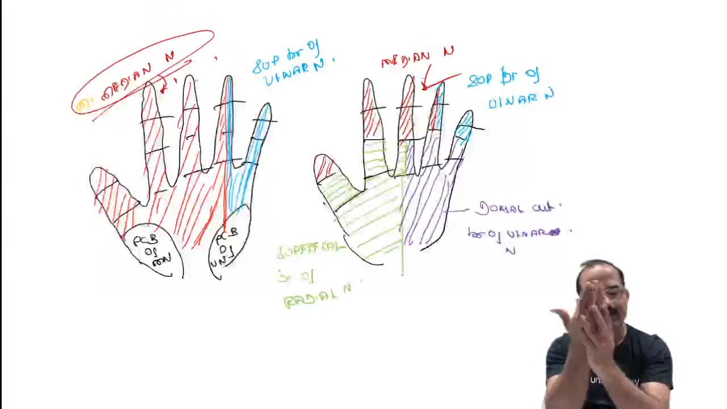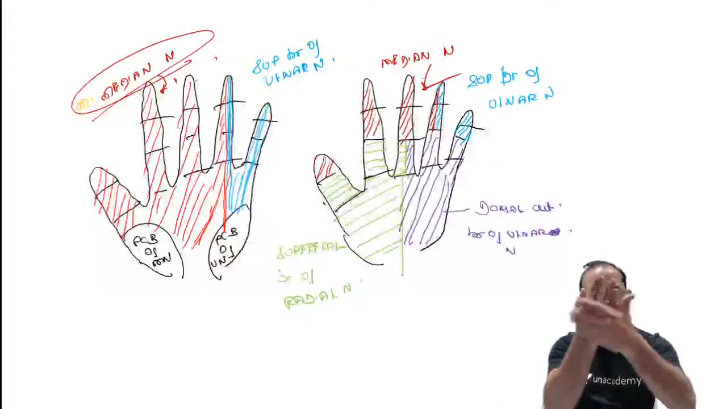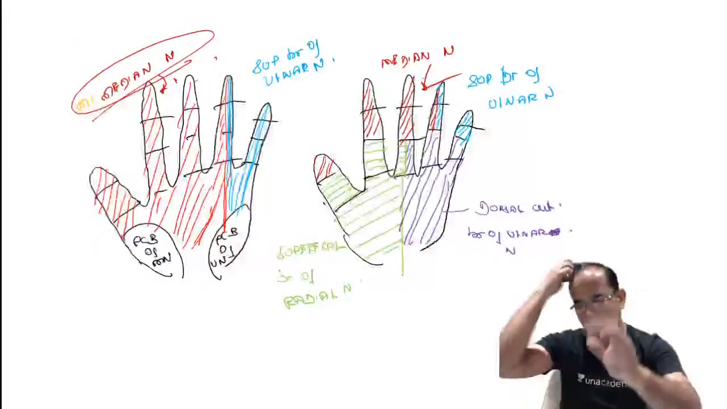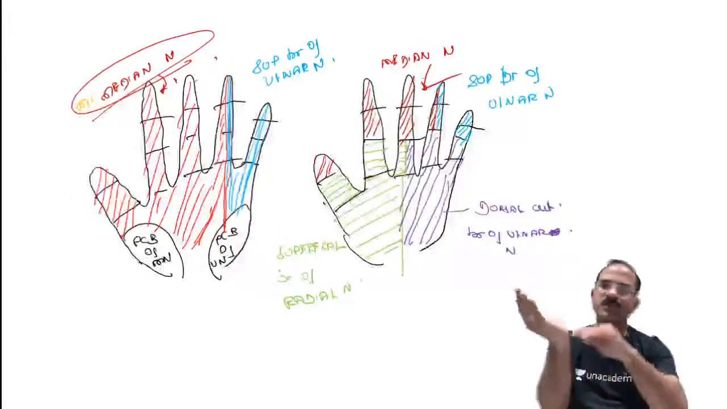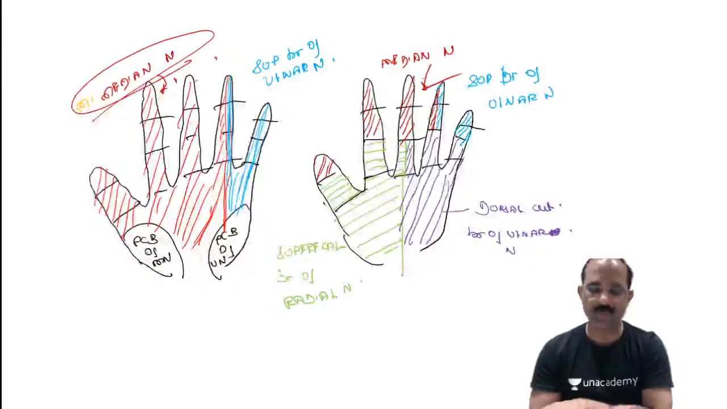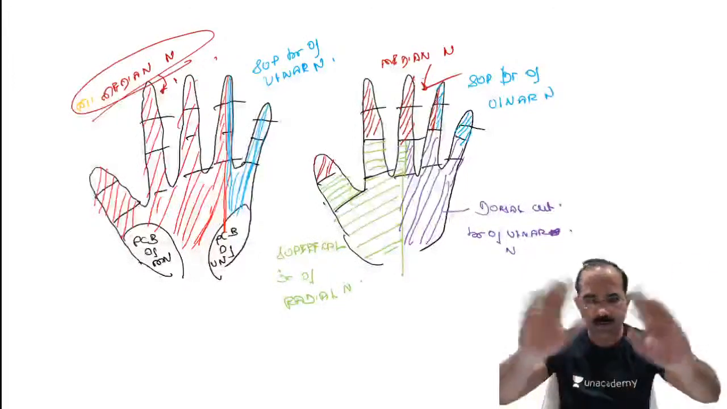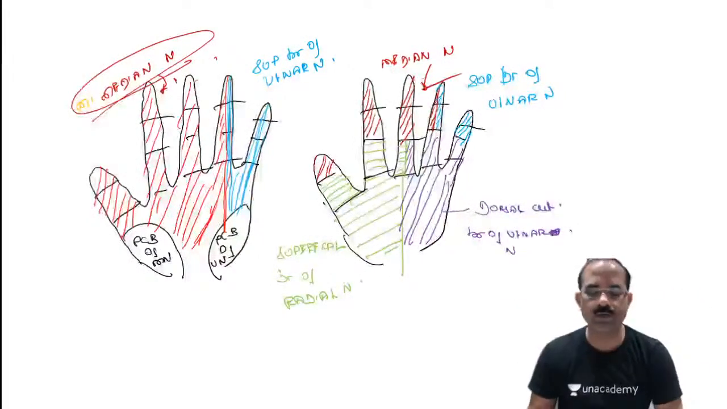Then proximal phalanges of 5 fingers are left. So 2.5 fingers ka proximal phalanges and the dorsum is supplied by the superficial branch of radial nerve. 2.5 fingers ka proximal phalanx and the dorsum is supplied by the dorsal cutaneous branch of ulnar nerve. Is this clear? Yes, KV? No confusion, no? I hope this is clear to all of you.